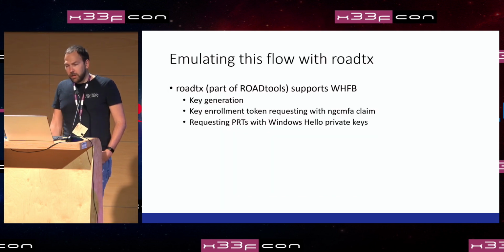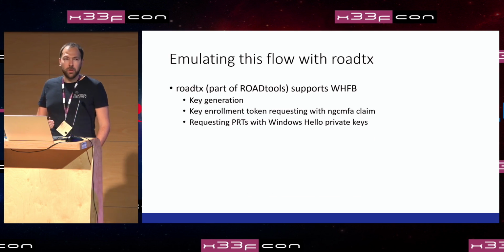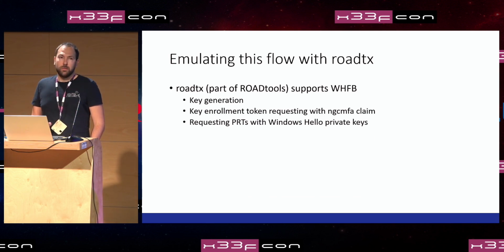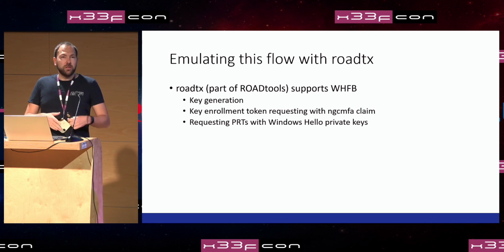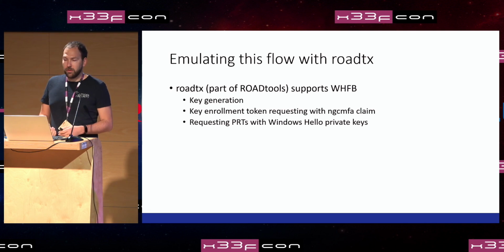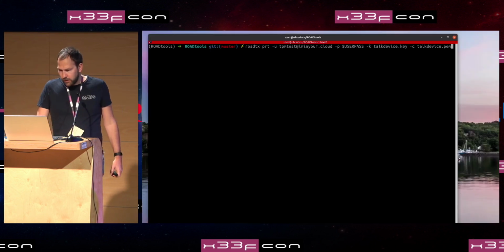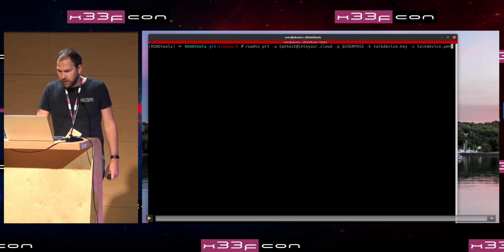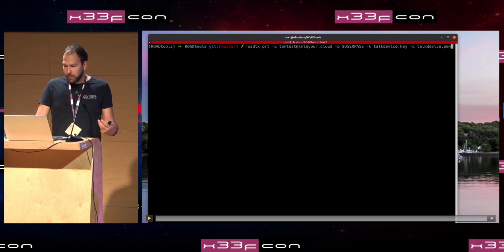So I basically emulated this flow with ROADtx. ROADtx is part of my ROADtools framework, and ROADtx now also supports this key provisioning, so it can generate keys. It can request an enrollment token with the right NGC MFA claim, and it can also request primary refresh tokens with the private keys that are generated. So, a quick demo. Here we start off by requesting a normal primary refresh token. This uses the username and password of the user.